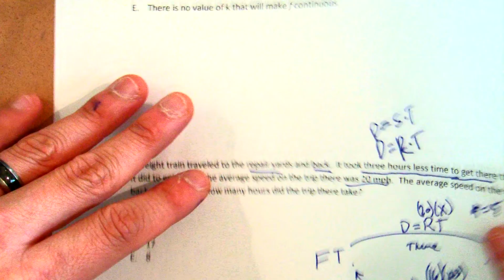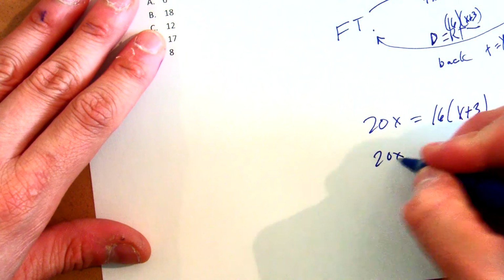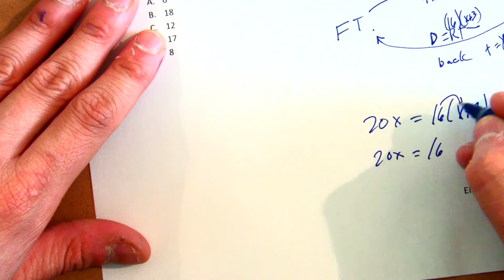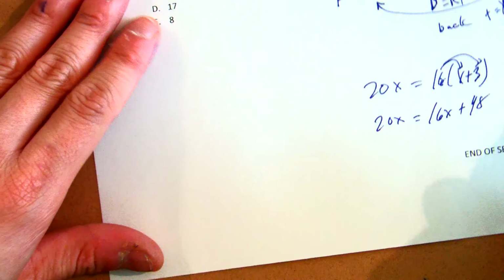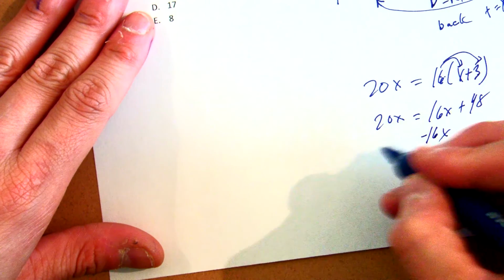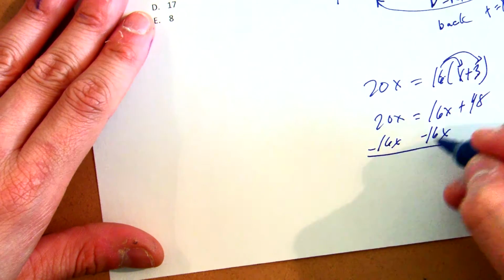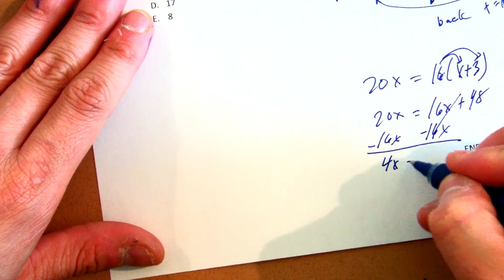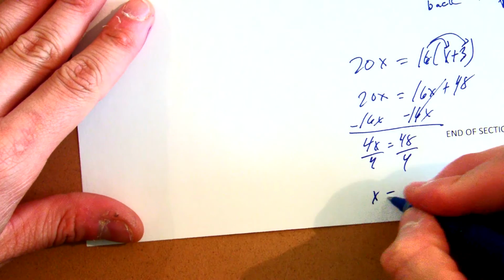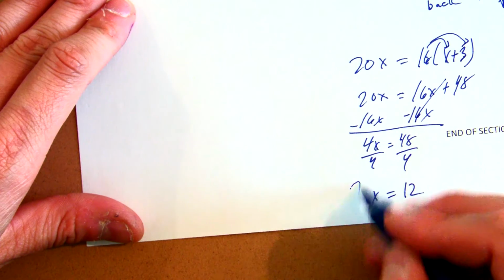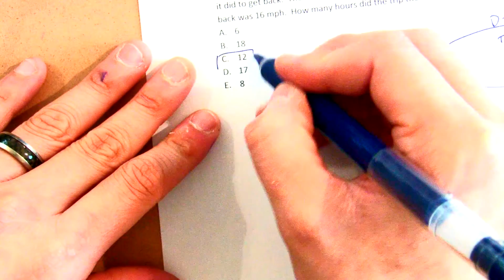So then you would say 20X equals 16X plus 48, that's 16 times 3. We subtract 16X from both sides. So you get 4X equals 48, divided by 4. X is 12, which I believe is the answer over here.